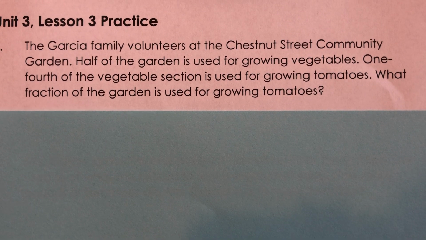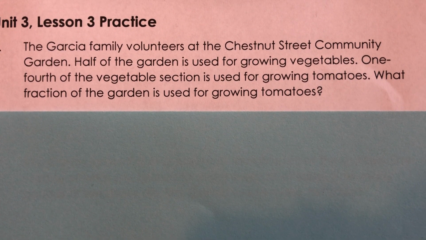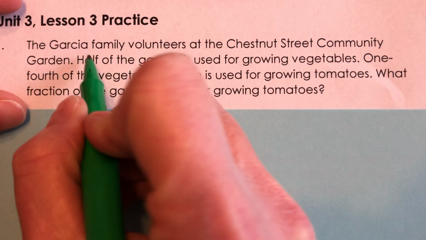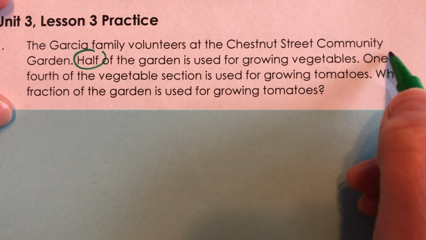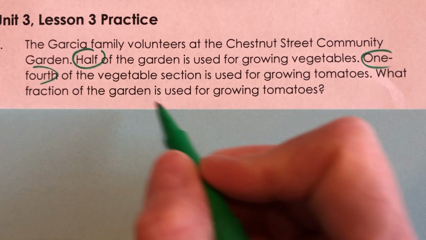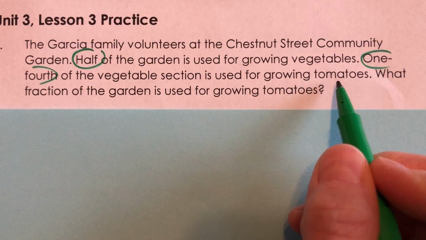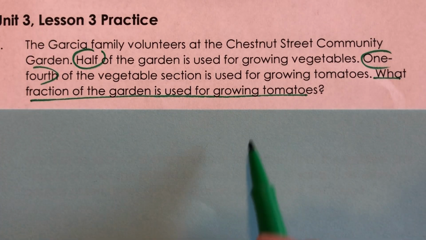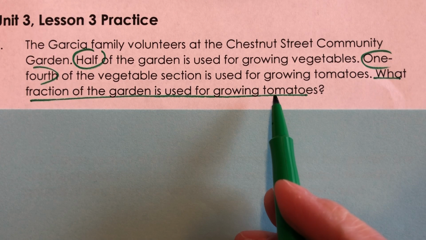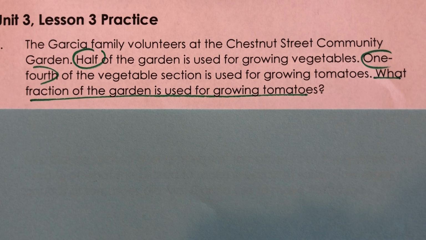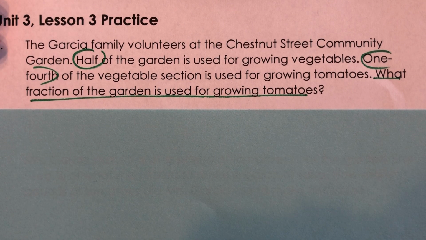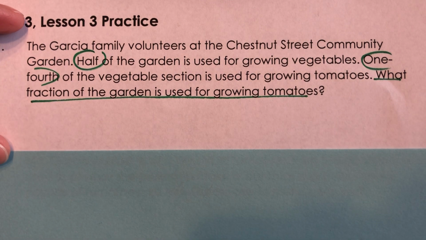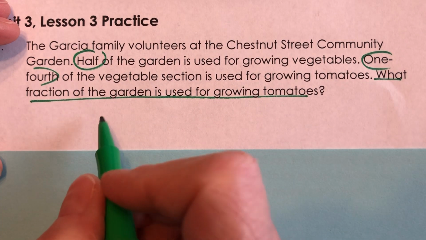The Garcia family volunteers at the Chestnut Street Community Garden. Half of the garden is used for growing vegetables. 1/4 of the vegetable section is used for growing tomatoes. What fraction of the garden is used for growing tomatoes? Okay, so we want to know what fraction of the garden. So we're trying to find a part of a part. That means multiplication. So press pause, write out an equation, and solve it. Press play when you're ready.